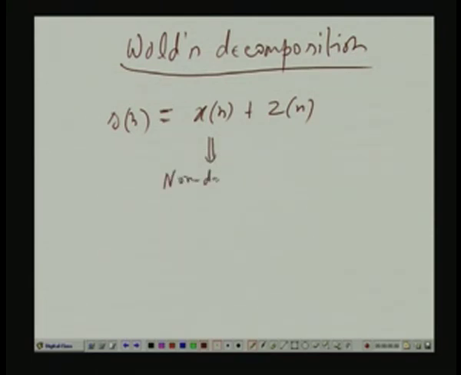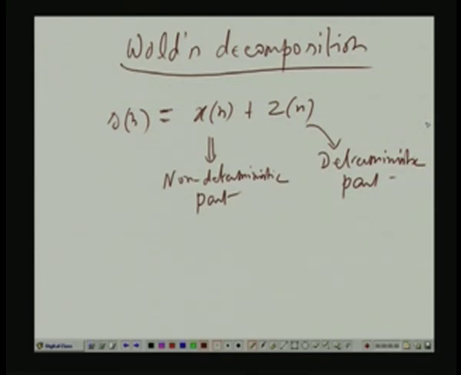non-deterministic part and z n is called deterministic part. And these two are mutually uncorrelated.